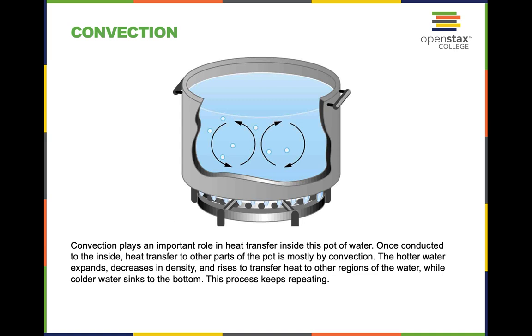Convection plays an important role in heat transfer inside this pot of water. Once conducted to the inside, heat transfer to other parts of the pot is mostly by convection. The hotter water expands, decreases in density, and rises to transfer heat to other regions of the water, while colder water sinks to the bottom. This process keeps repeating.